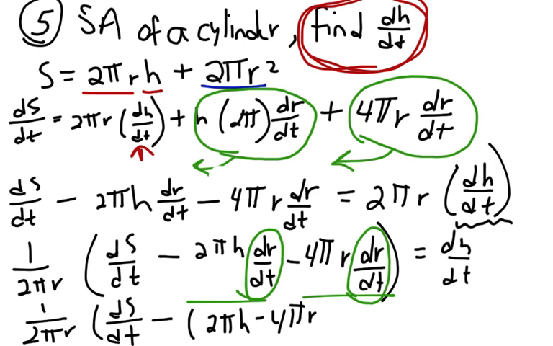Oh wait, if I pull the minus out in front, that should be a plus. dR/dt equals dH/dt. Now, keep in mind that as long as your answer is algebraically equivalent to the correct answer, it will be accepted on a free response question. If it's a multiple choice, you will have to find the one that matches with yours.